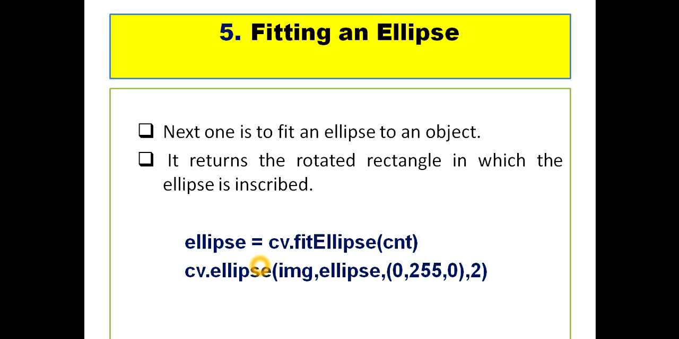Well, after that what we can do is fit an ellipse also. I hope you all know what an ellipse is. For that we will use the function cv.fitEllipse, and as an argument we are passing the contour information. This returns the rotated rectangle in which the ellipse is inscribed. Okay, so the code is very simple. ellipse = cv.fitEllipse(contour), and then cv.ellipse(image, ellipse, (0, 255, 0), 2). Well, that's how we can fit an ellipse.